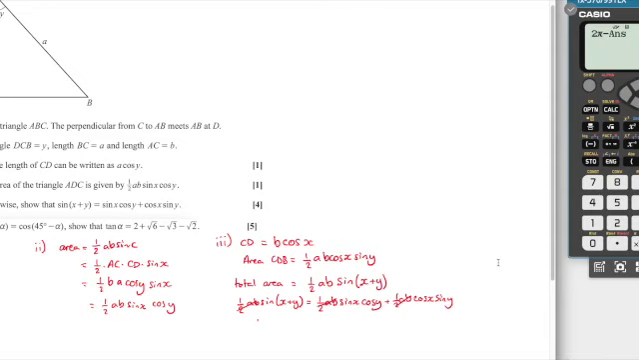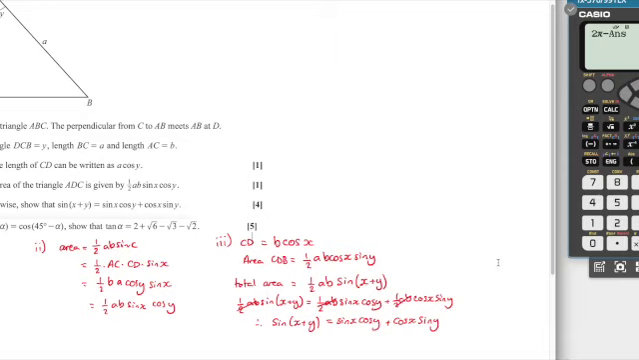So therefore, sine x plus y is sine x cos y plus cos x sine y. That was revolting as well. There's a lot on this paper not to like.